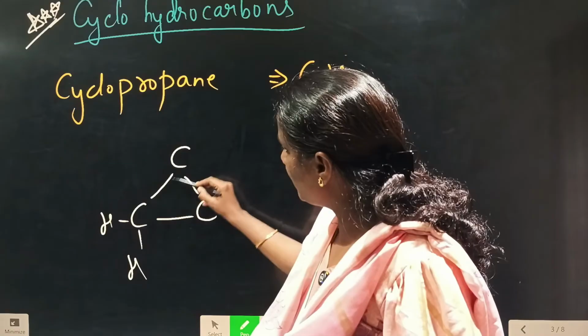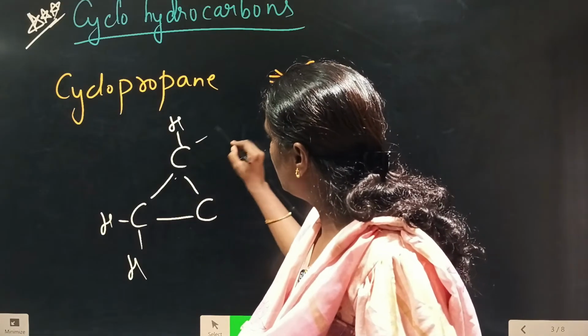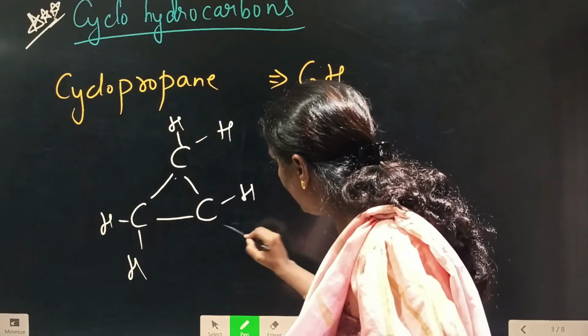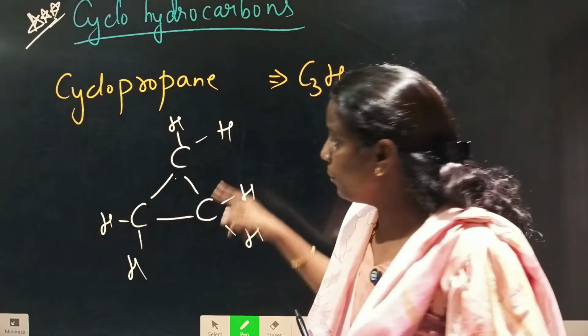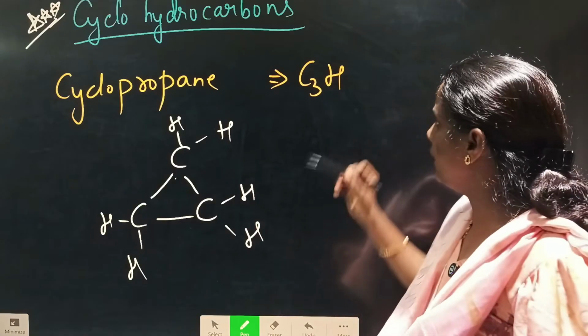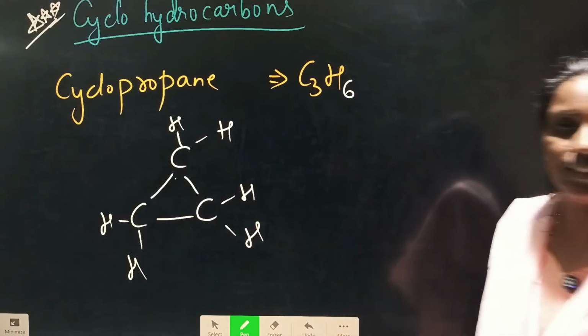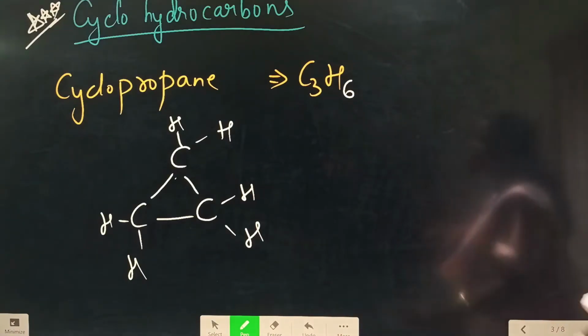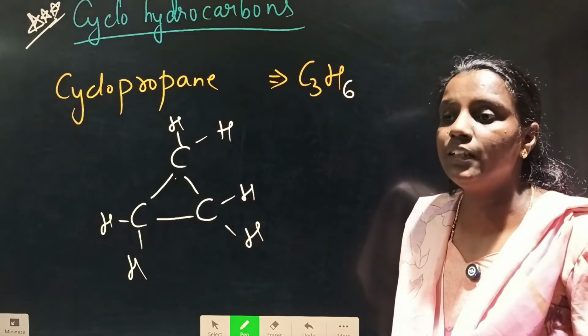2H. And this C already has 2 bonds, so 2H will be required. This C also 2H. So how many H are there? 1 2 3 4 5 6. So here it becomes C3H6. So what will be the molecular formula of cyclopropane?